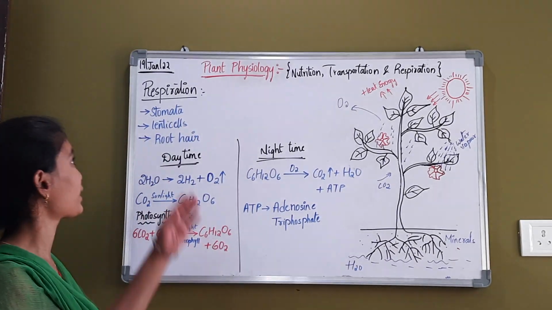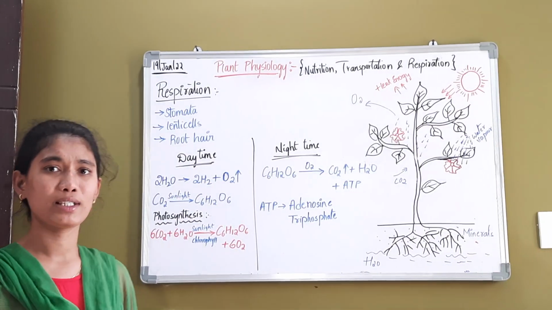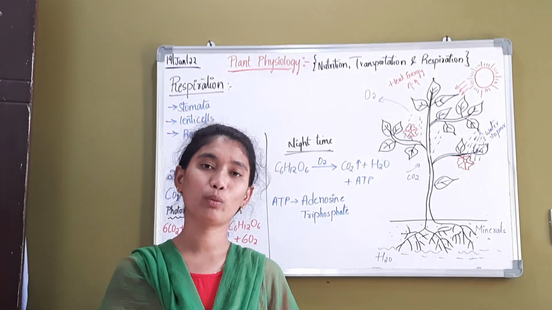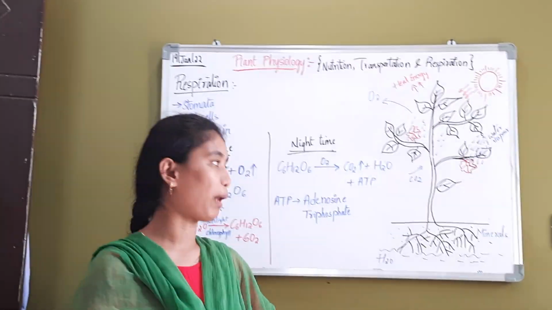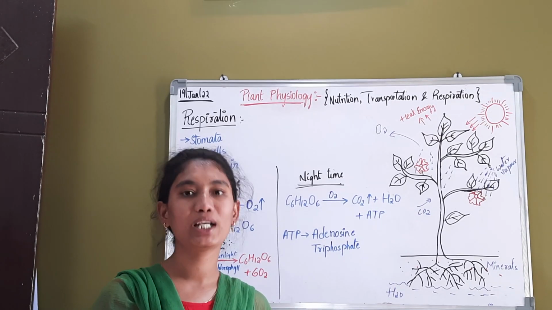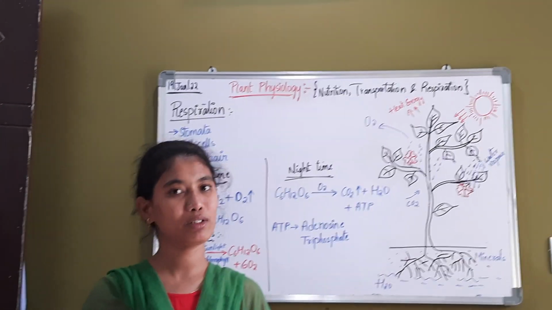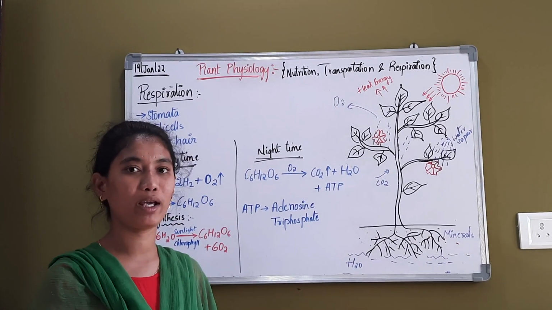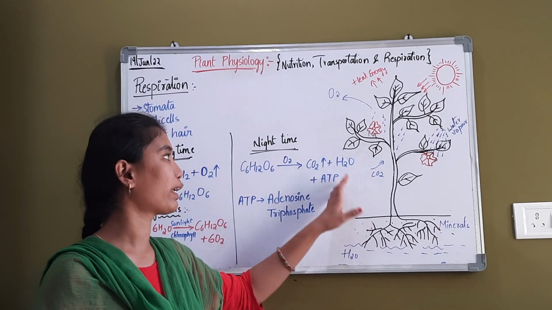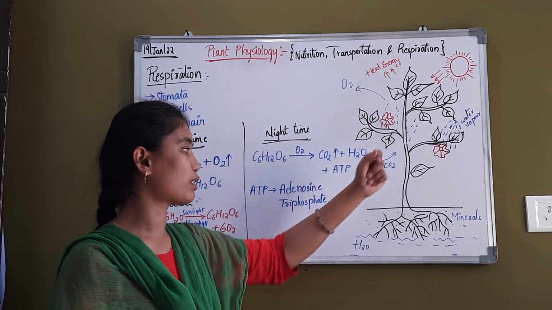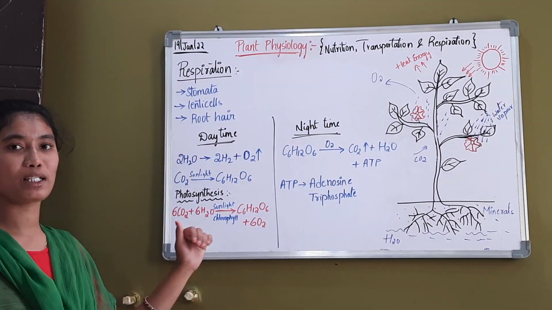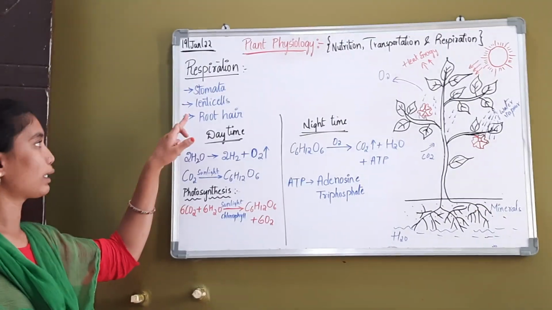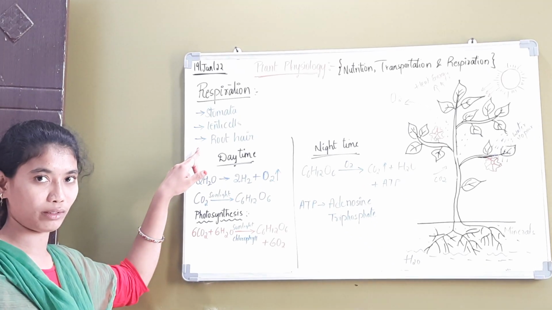Now, let me discuss respiration. As we humans have respiratory organs and a separate respiratory system, plants do not have any special respiratory organs or respiratory system. They have to respire with their individual parts like leaves, stem and roots. So the respiration takes place through stomata, lenticels and root hair.